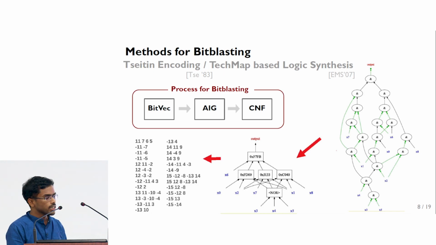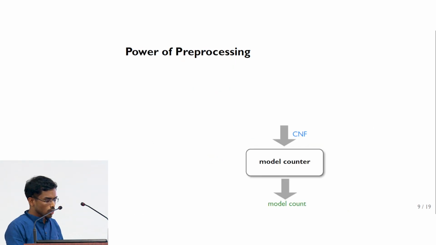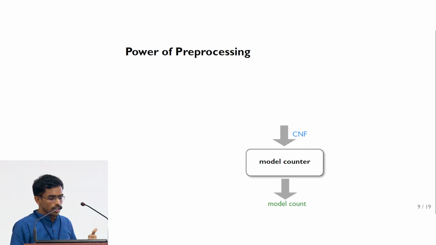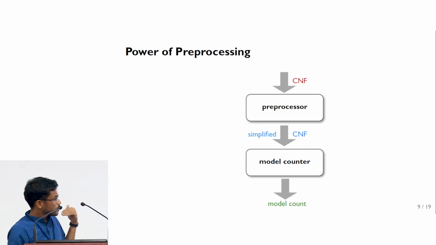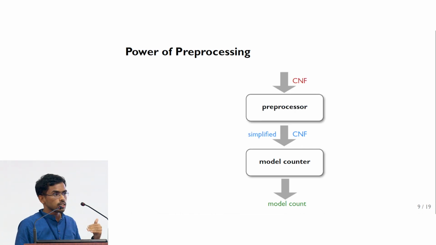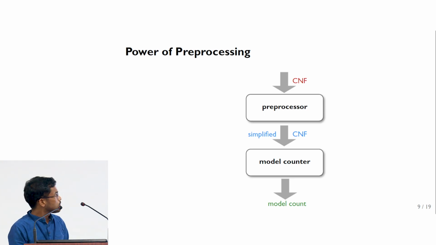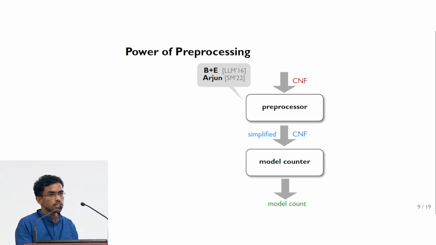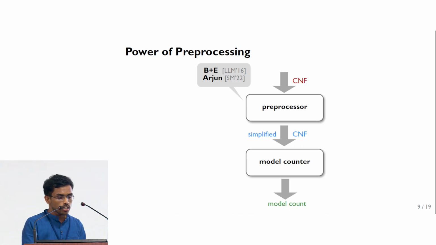The next thing we will be discussing is preprocessors. Given a CNF formula, the task of a model counter is to give a model count. The task of a preprocessor is to make this CNF simpler, so that the simplified CNF should be easier for a model counter to count. It has been shown that there are a few preprocessors which perform quite well in terms of model counting, like B+E and Arjun. They perform quite well when used for model counting.